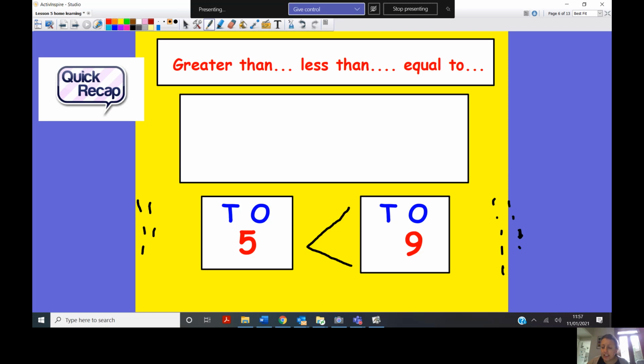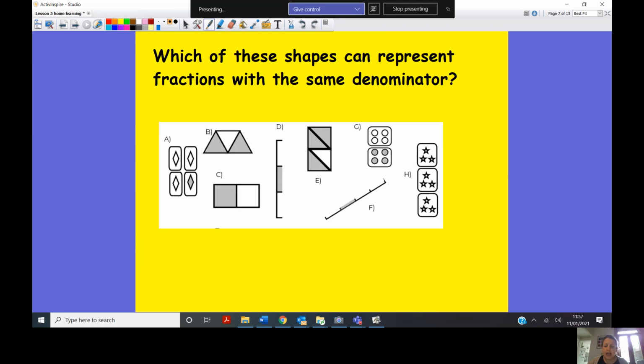Okay, back to fractions. Have a quick look at this, pause and have a quick think. Which of these shapes can represent fractions with the same denominator? Remember, the denominator is the number of parts a shape is divided into, the whole. So pause this now, and then when you're ready, we'll have a look at the answers.